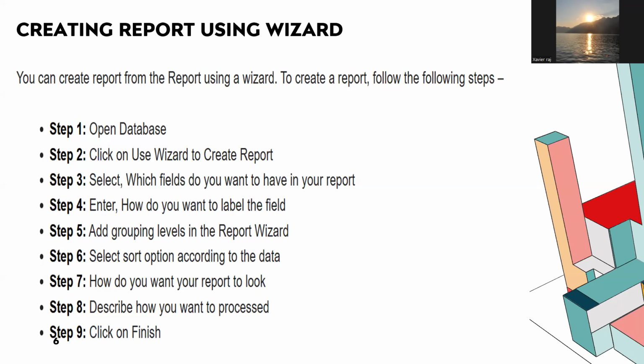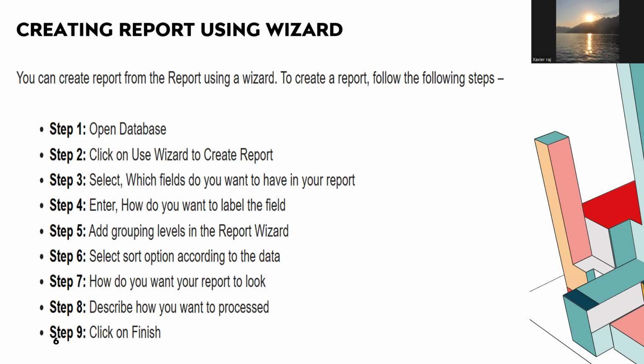Then add the grouping level of your report. Which fields you want to present as one group, and which should come down, all that grouping levels you can do. Then if you want to arrange any data in an order, like a sort option, using ascending order or descending order, all that you can do.